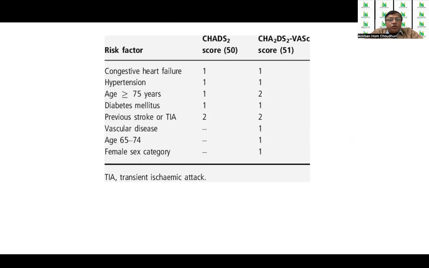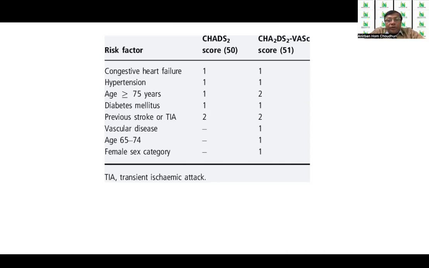Now, coming to the CHADS2 score, 6 is the maximum score in CHADS2, and the risk factors are congestive heart failure, hypertension, age over 75 years, and diabetes, each with a score of 1, and previous stroke or TIA gets a point of 2. So out of this 6 points, the CHADS2 score is given.